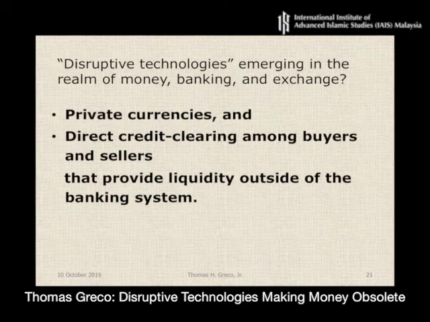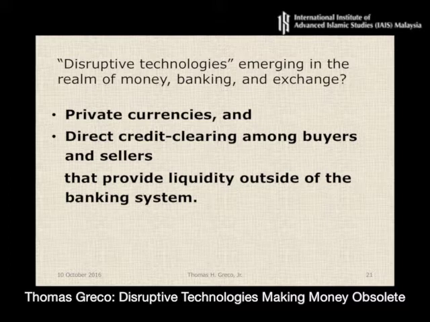Now, initially, a disruptive technology is inferior. And this first digital camera was the size of a toaster. Certainly not very practical, and the resolution was very poor. But as the technology was developed and improved, it was eventually able to displace almost totally the old technology. So I argue that we have disruptive technologies in the realm of money and banking. And what those are: private currencies issued by trusted producers and direct credit clearing amongst buyers and sellers.